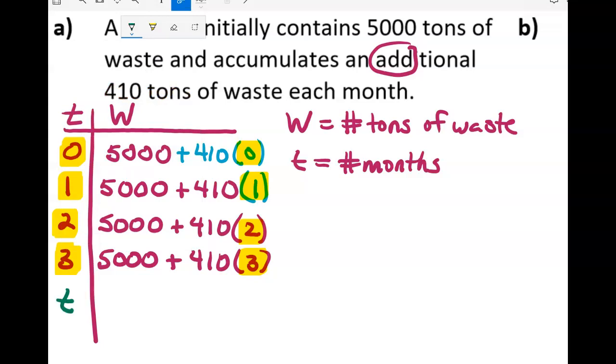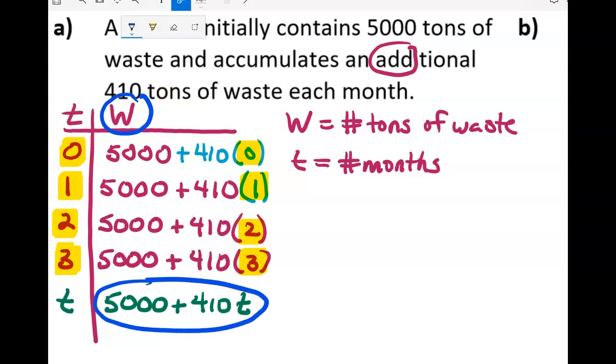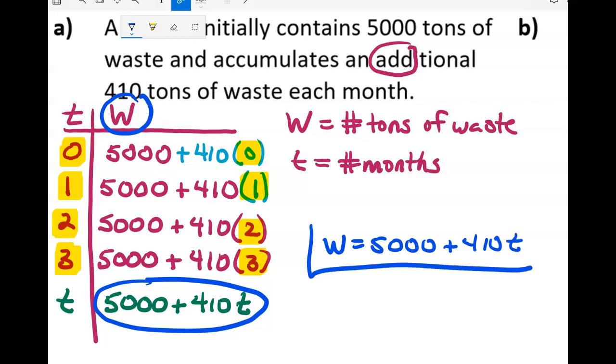So if T is a variable, let's put a T in that column, then the amount of waste is 5,000, that's the same in every row, plus 410, also the same in every row, but the multiplier on 410 is the same as the T value. So now when we write our equation, you can see that W is equal to 5,000 plus 410 times T. So that is our equation. And you can also observe here that that's a linear function. That is, our slope here is 410 and our intercept is 5,000.